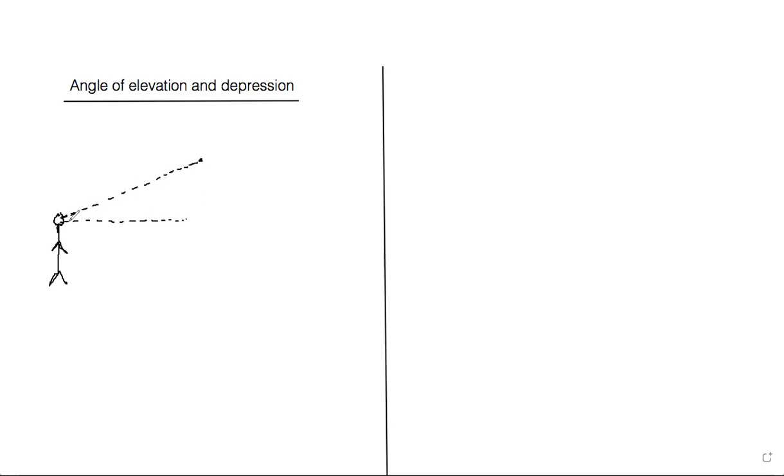Then the angle between the line of sight and the eye level. This is the normal eye level, and this is the line of sight. The angle between the line of sight and the horizontal level, which is the normal eye level, the upward angle, is called the angle of elevation. So let's say it's looking at this. That angle here is called the angle of elevation. So theta is known as the angle of elevation.